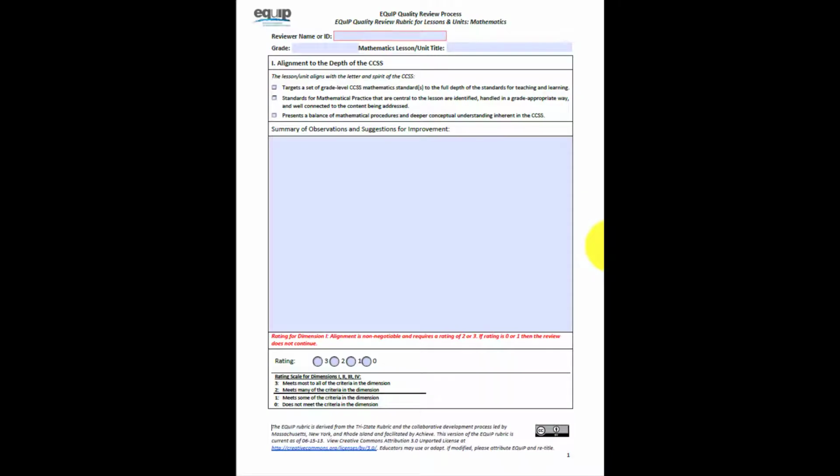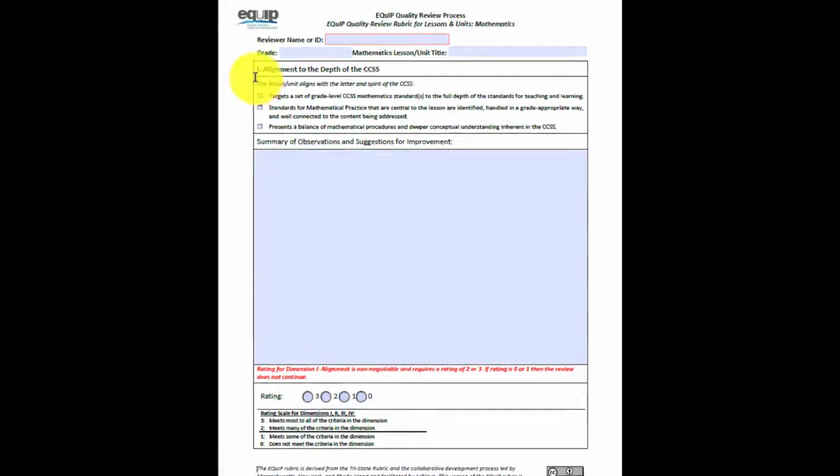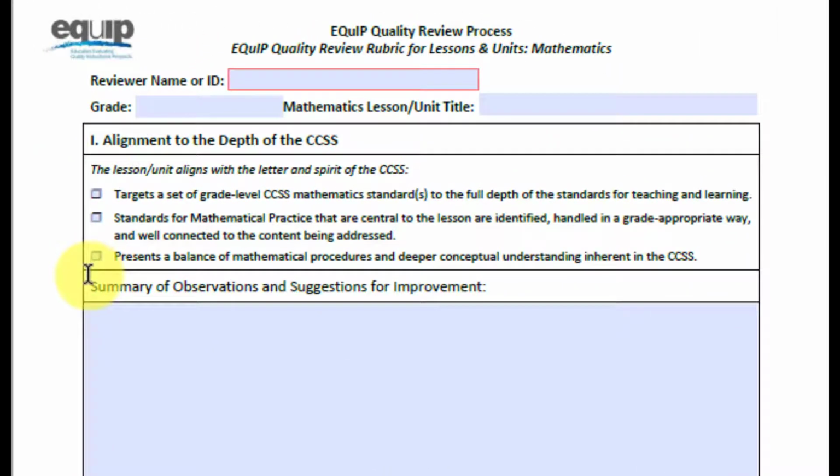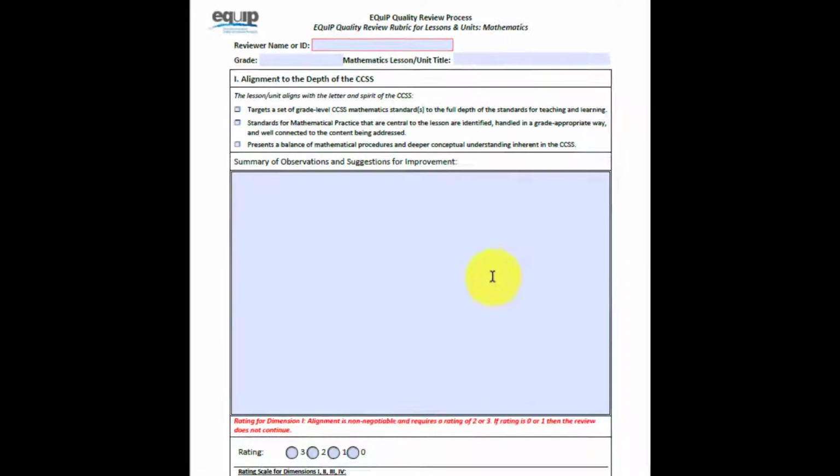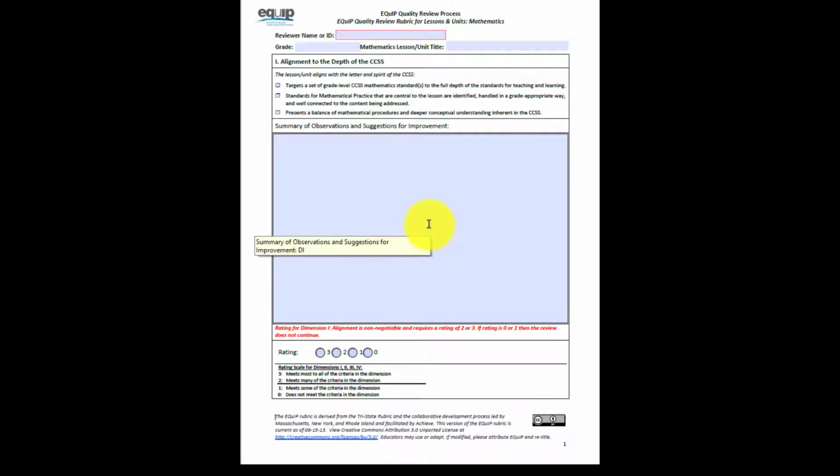So here's the EQuIP. If you notice here, you can see where it's divided into different sections. So this is the first section, which is looking for the alignment to the depth of the Common Core State Standards. And it has some boxes for you to check and has an open field for comments, and then you get a rating for that.